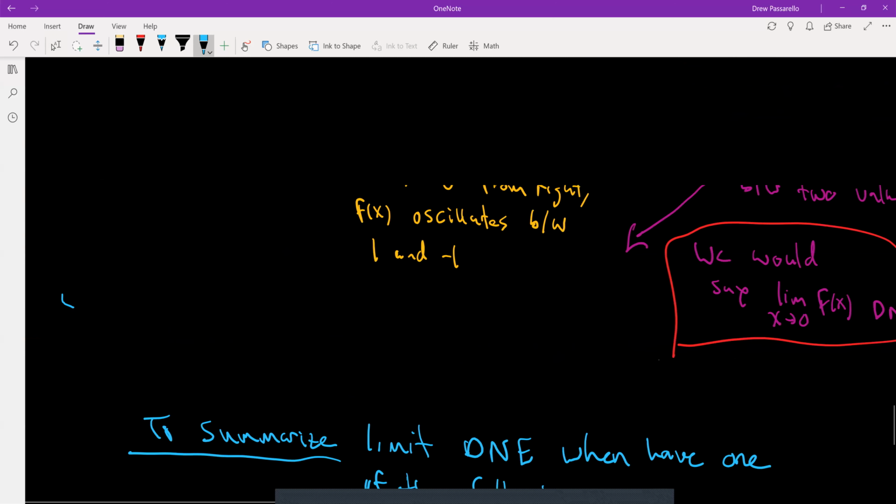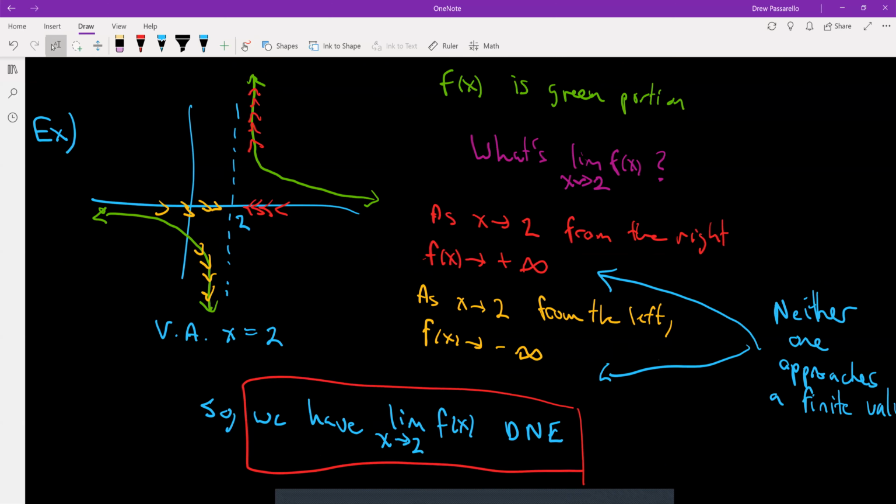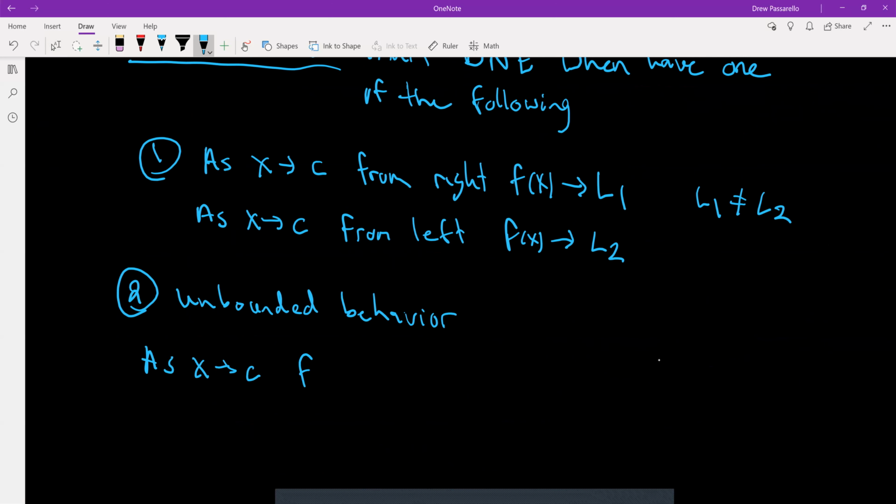The second scenario where it didn't exist was this one where I had a vertical asymptote, and the graph was unbounded, is what it's called, unbounded behavior. It approached positive infinity or negative infinity. So I'm writing unbounded behavior. Meaning that as x approaches c, f of x approaches infinity, or f of x approaches negative infinity.